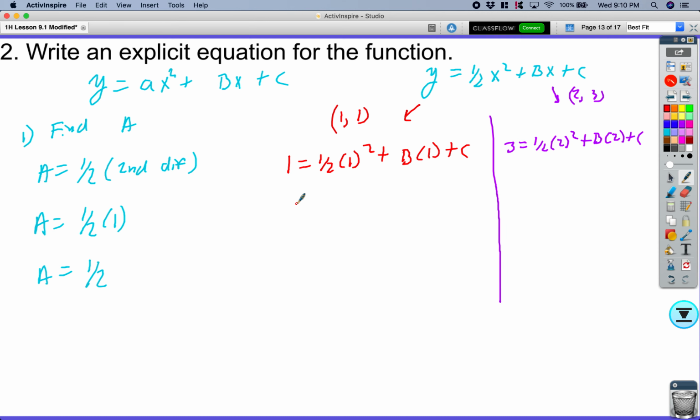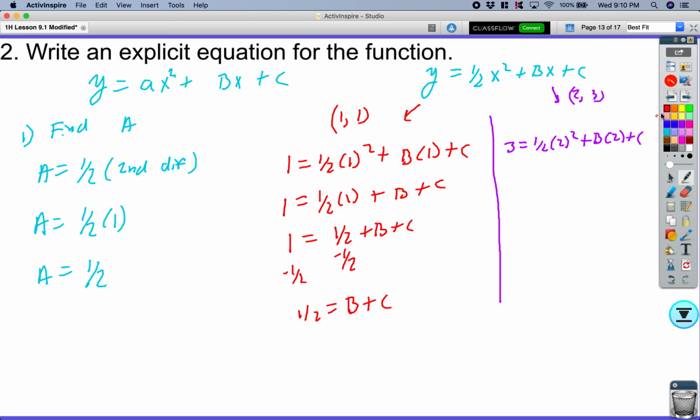So let's go ahead. I'm going to start by solving this one in red. For this, simplify the red one as far as I can. So y equals 1/2 times 1 plus b plus c. This would give me 1 equals 1/2 plus b plus c. And when I subtract 1/2 on both sides, it will give me 1/2 equals b plus c. Over here now, I'm going to get 3 equals 1/2 of 4 plus 2b plus c. 3 equals 2 plus 2b plus c. When I minus 2 on both sides, I'm going to get 1 equals 2b plus c.